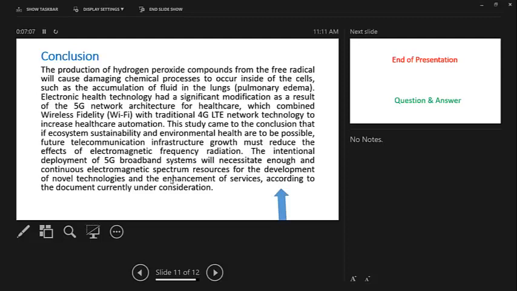This study came to the conclusion that if ecosystem sustainability and environmental health are to be possible, the future telecommunication infrastructure growth must reduce the effect of electromagnetic frequency radiation. The intentional deployment of 5G broadband system will necessitate enough and continuous electromagnetic spectrum resource for the development of novel technologies and enhancement of services according to the document currently under consideration.